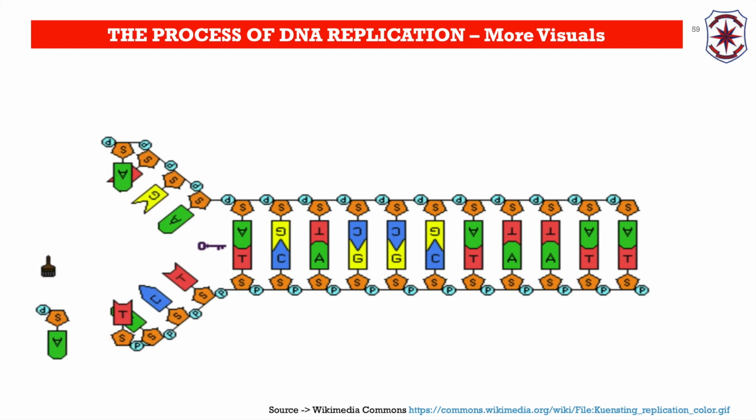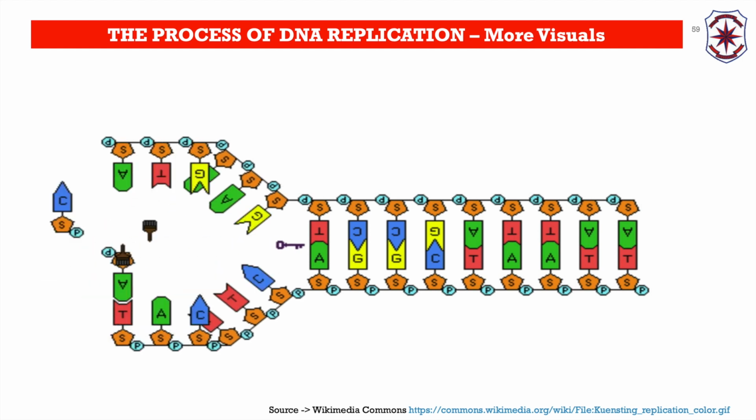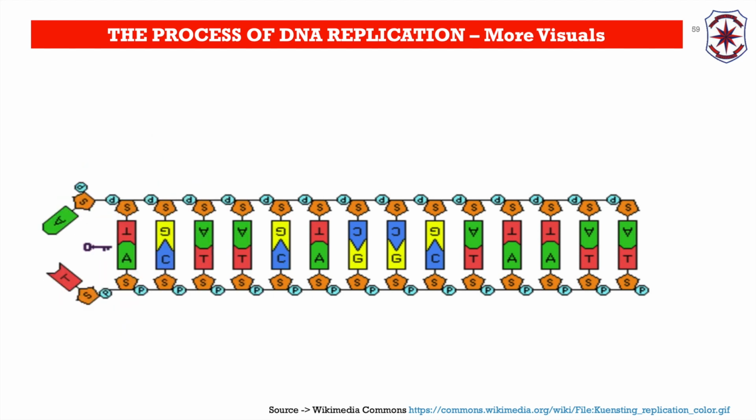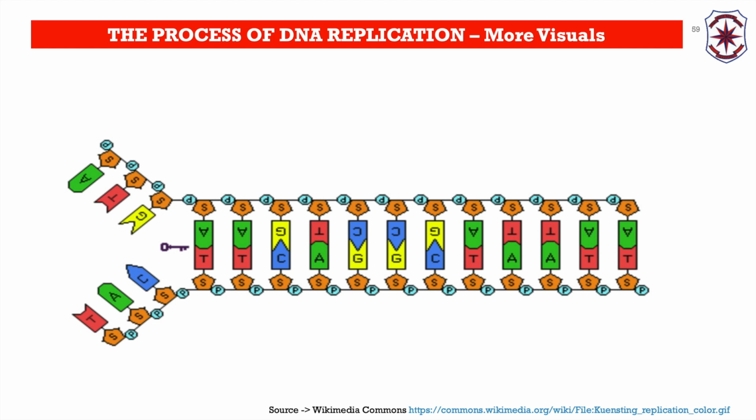Look at what the key is doing. It is breaking the weak hydrogen bonds. Let me go back. Look at what the key is doing. It is breaking the weak hydrogen bonds. Now, when the enzymes break the weak hydrogen bonds, what did we say is going to happen? We said that the strands are going to separate. Two strands are going to separate. There they are. They have separated.